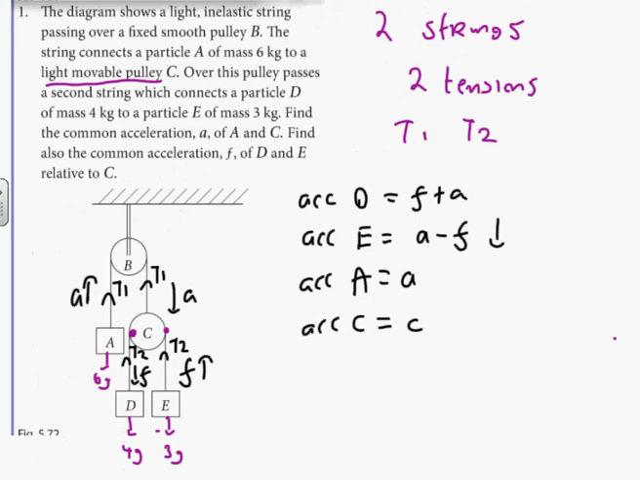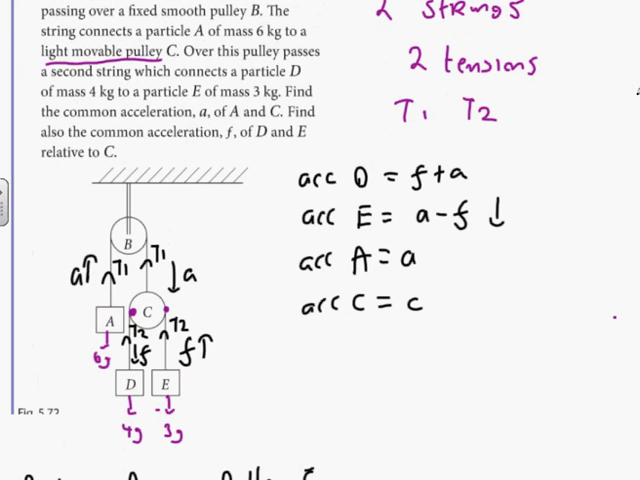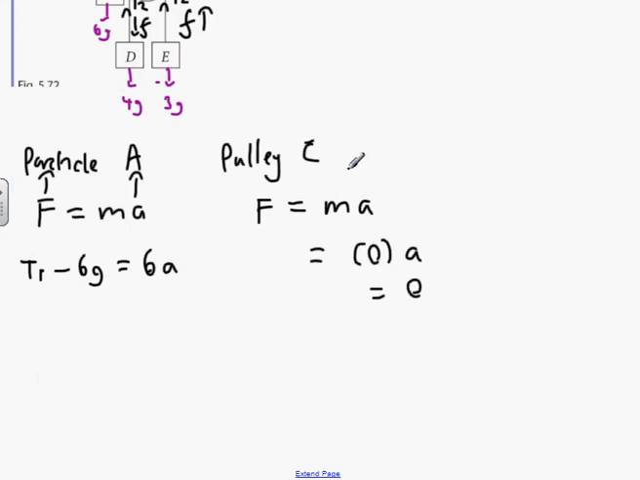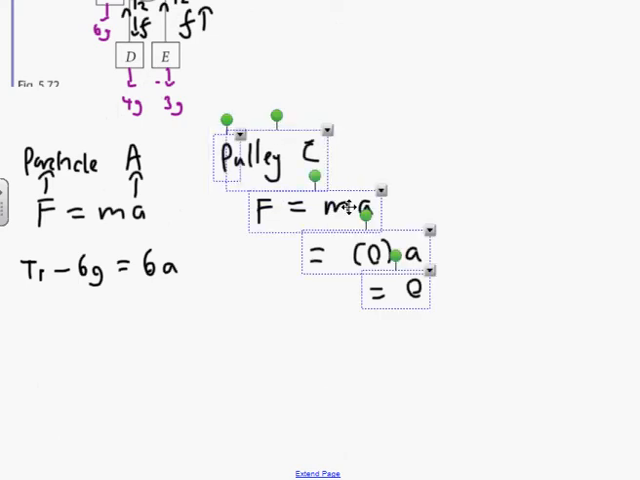Pulley C is weightless. So F equals ma. It's going to be 0 times a, which is 0, because it says that C is weightless. But now we have to figure out what the F is. So, what is the F part?